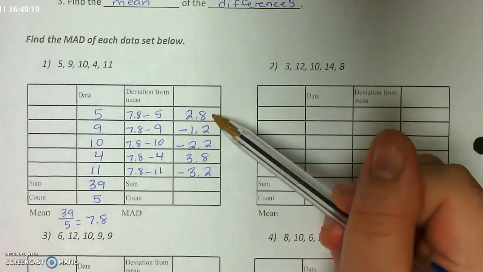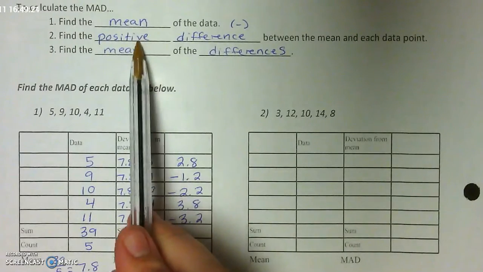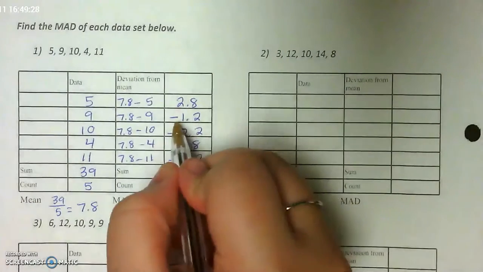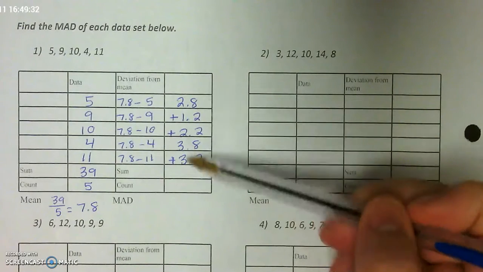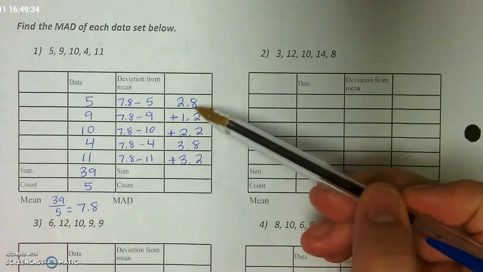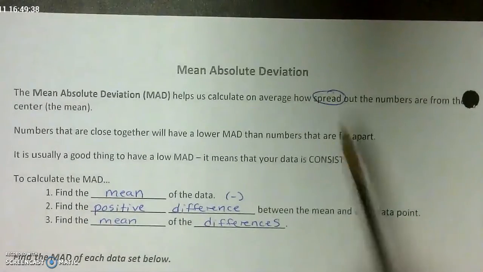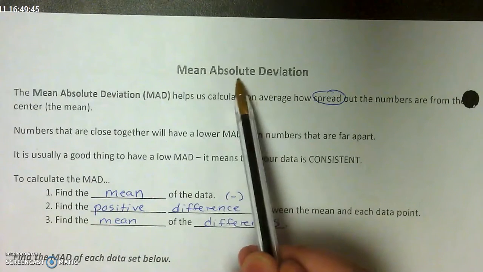Now if you notice, these are positive, these are negative. That's when the word in front of difference is super important. It says positive. So anytime we see a negative, we're going to turn it into a positive. We're basically going to take the absolute value of all of these. So these should all be positive. That's why it's called the mean absolute deviation. Deviation is how far away it is from the mean, and we're taking the absolute value of the differences.